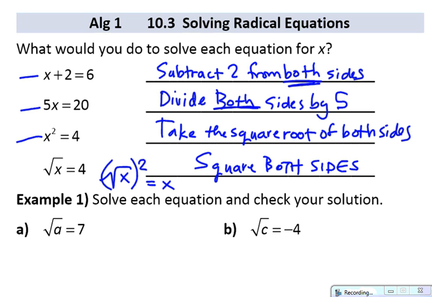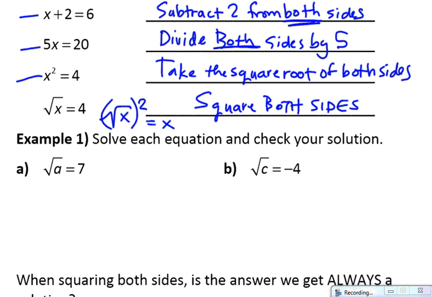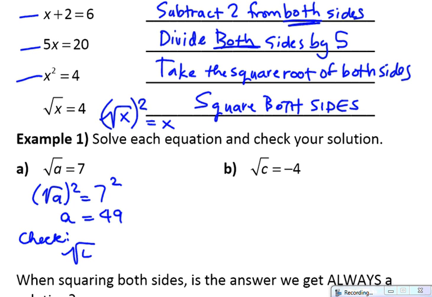All right, some simple examples here. We're going to solve each equation and check our solutions. So square both sides, and the square root of a squared is equal to 7 squared. Square root of a squared is a, and 7 squared is 49. When I check it, placing 49 in for a, I get the square root of 49 is equal to 7. 7 is equal to 7, and that checks. So 49 is our answer.